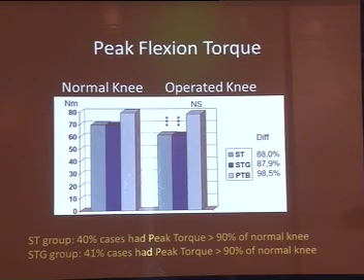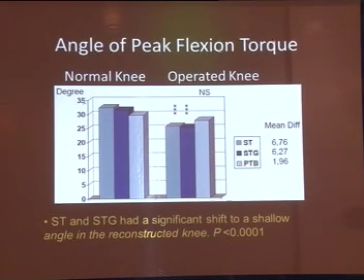What did we find? The hamstrings are recovering about 90% of the strength at 6 months. In the patellar tendon group actually more than 90%. Right? What angle? Now this is the most important bit of the study. The angle of peak torque drops down from about 32 to about 25 in both the hamstring groups. And these are statistically significant as compared to the patellar tendon.